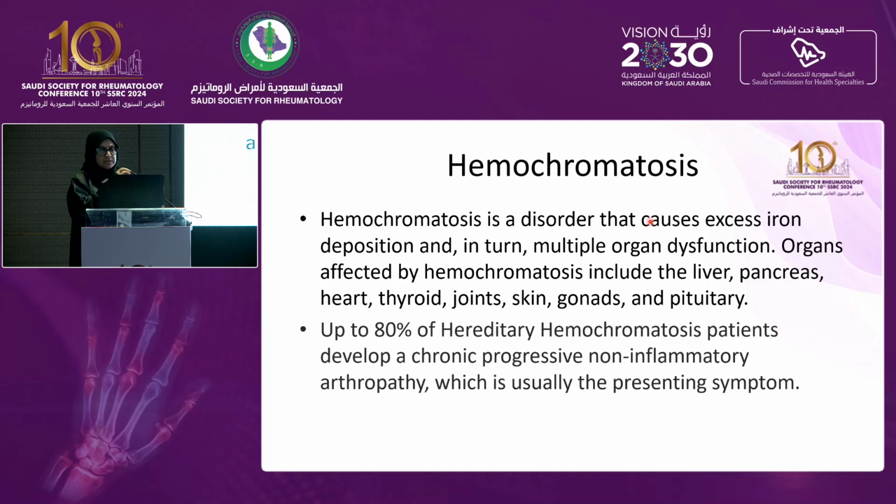Another disease, hemochromatosis, is a disorder caused by excessive iron deposition, and there will be multiple organ dysfunction affecting the liver, pancreas, heart, thyroid, joint, skin, the gonads, and pituitary. Up to 80% of hereditary hemochromatosis patients develop chronic, progressive, non-inflammatory arthropathy, which is usually the presenting symptom.